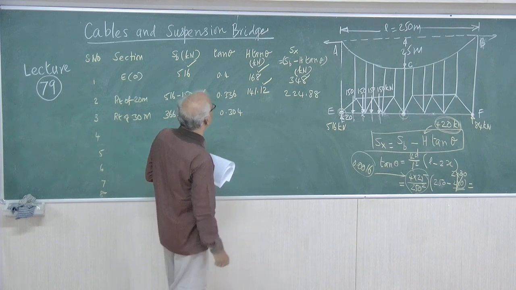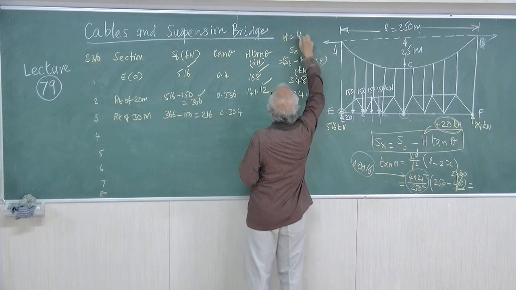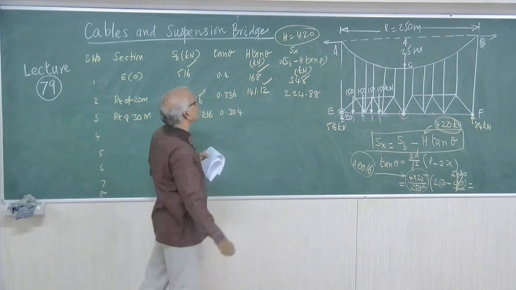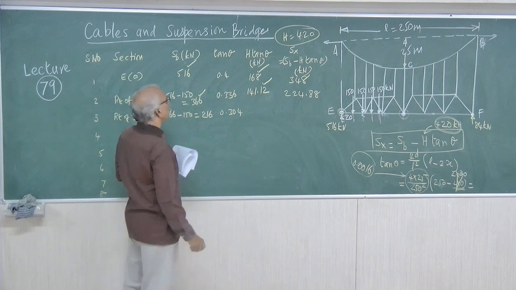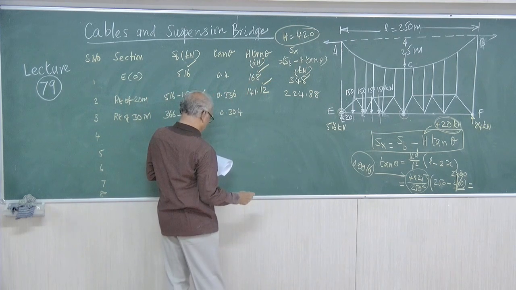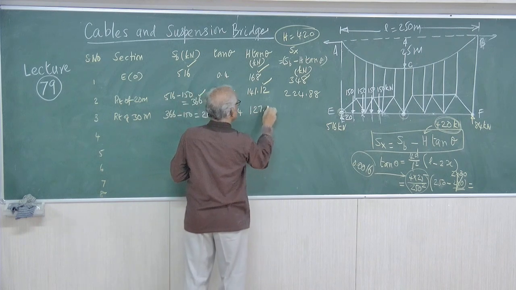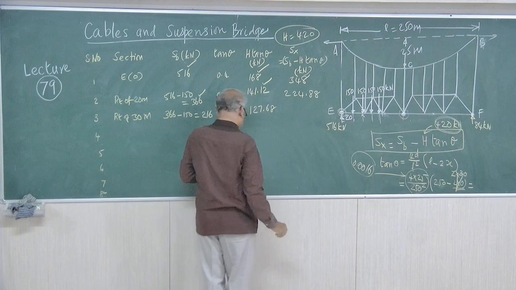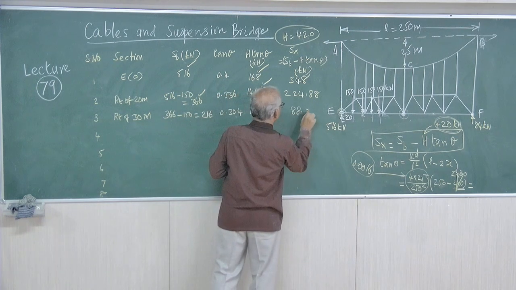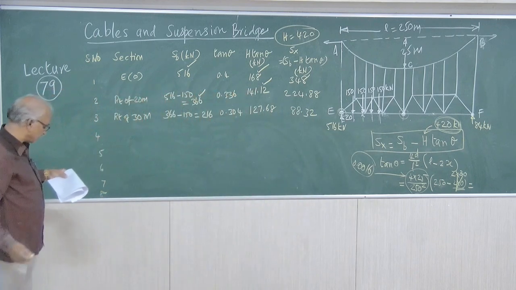H is 420. Somewhere you can write H equal to 420, so that every time you need not repeat it in the tabulation. You can have it as a common value. So 420 into 0.304 will be 127.68. Subtracting, 88.32. So hereafter I will give only the values.